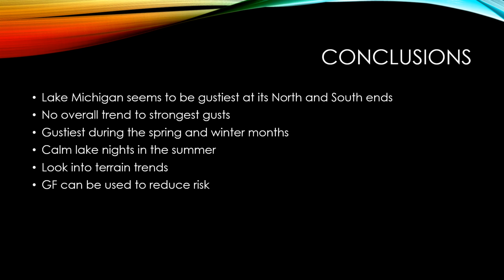So by looking over the spatial and temporal patterns of winds around Lake Michigan, we can conclude that Lake Michigan is at its gustiest at the north and south ends of the lake, while having no clear trend when winds are at their strongest. The lake over a year is exceptionally windy during the spring and winter months, while not as much so in the summer. Overall, I believe that the gust factor method can be implemented around the Great Lakes, such as Lake Michigan, in order to better forecast and reduce overall risk from aviation to wave heights.